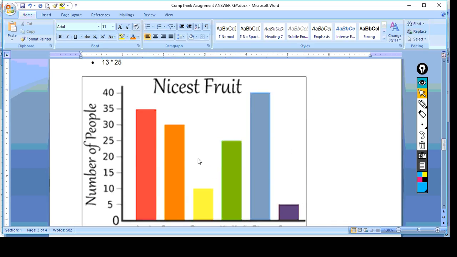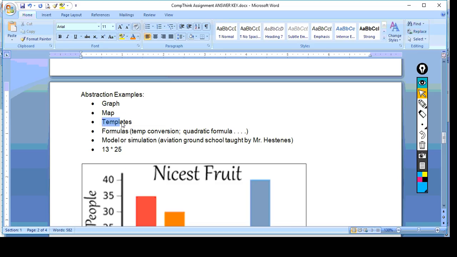Another abstraction might be a template, where somebody else has done the main part of the work, where they've set up the things, and then you just type in and fill in the details that you need for your situation. Like we said before, formulas and functions are different abstractions.